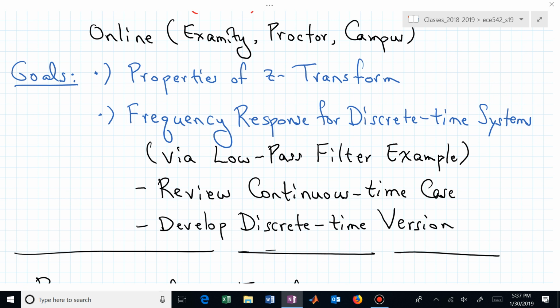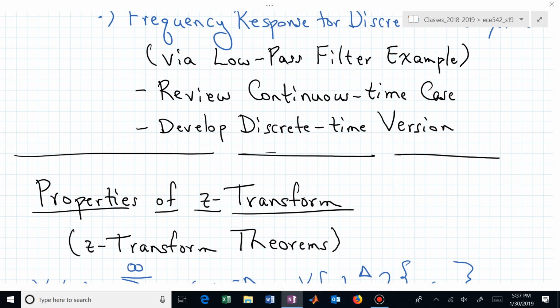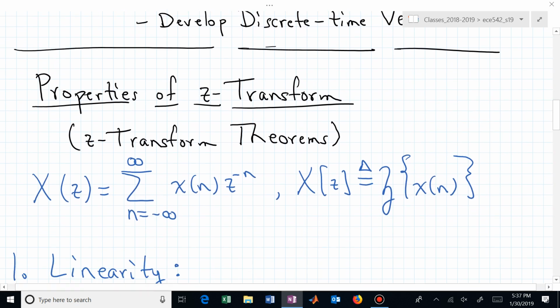And today what I want to do is sort of finish up properties of the Z-transform, and then we'll get into frequency response for discrete time systems. Hopefully you're familiar or remembering frequency response for continuous time systems. Bode plots. Well, we maybe won't be doing so much Bode plots for discrete time, but we do want to know how does our system behave or respond at a given frequency, and how can we find that? So we'll review the continuous time case and then develop the discrete time version.